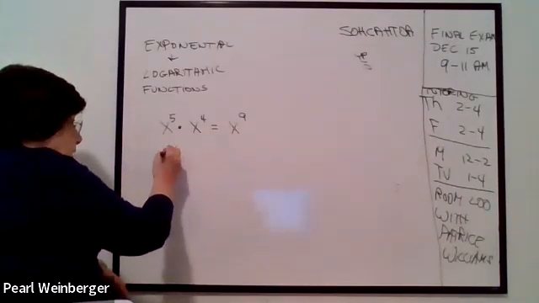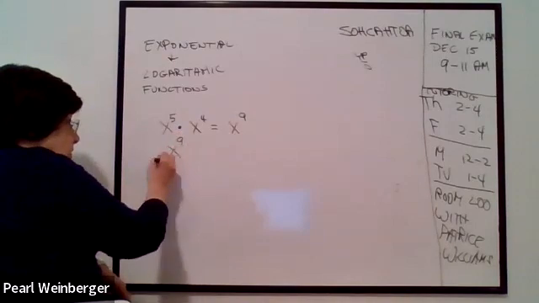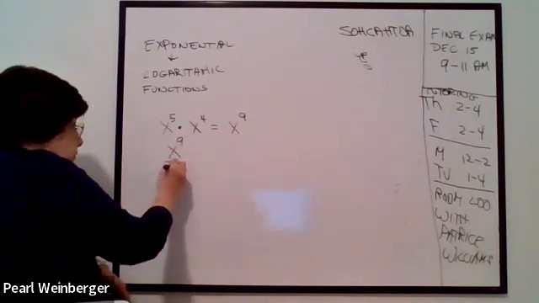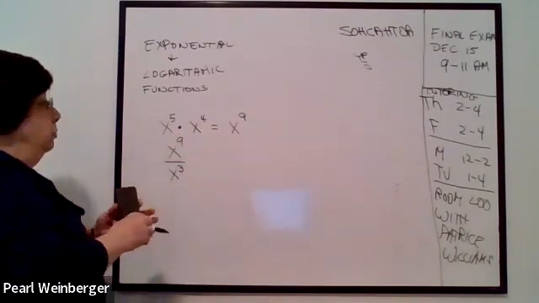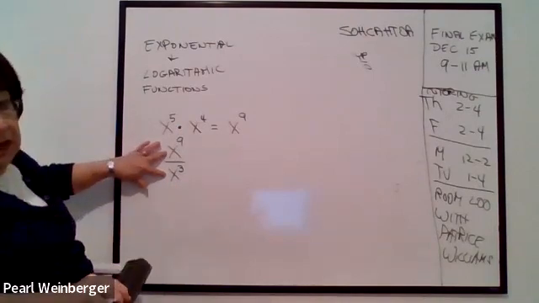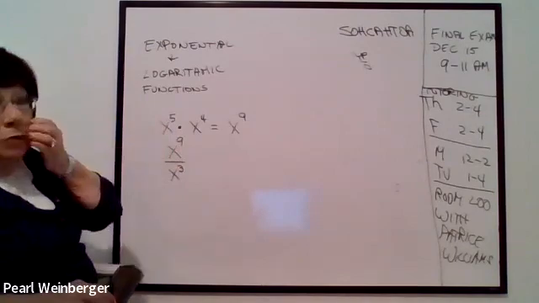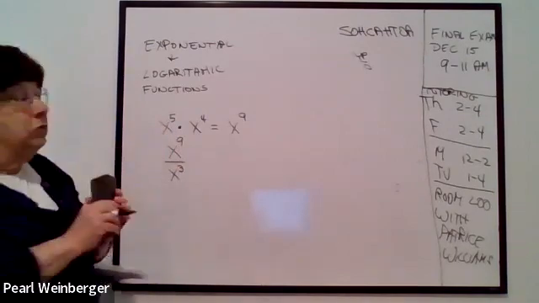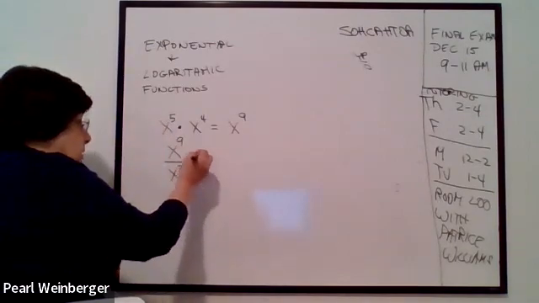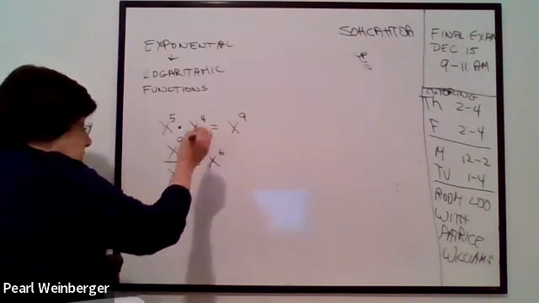If you have x to the ninth divided by x to the third, for example, when you are dividing two numbers that have the same base, then what you do to their exponents is you don't divide the exponents, you subtract the exponents. You get x to the sixth.